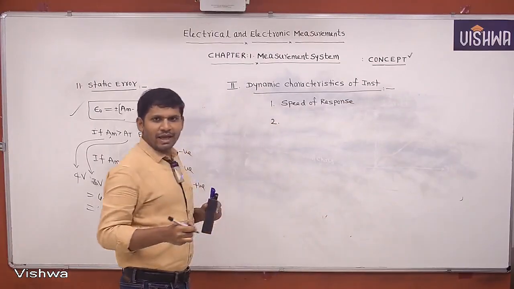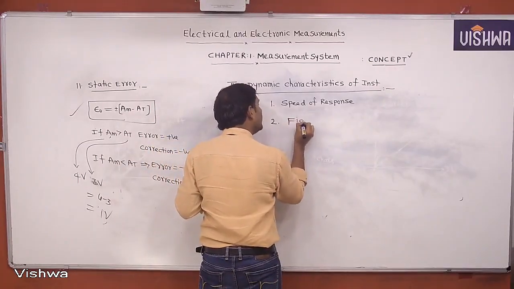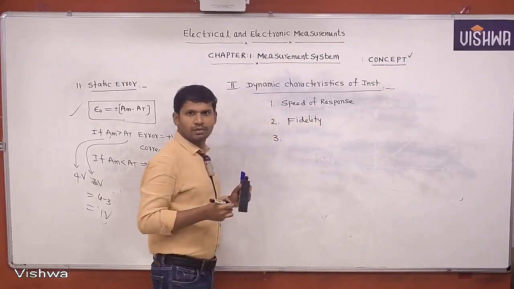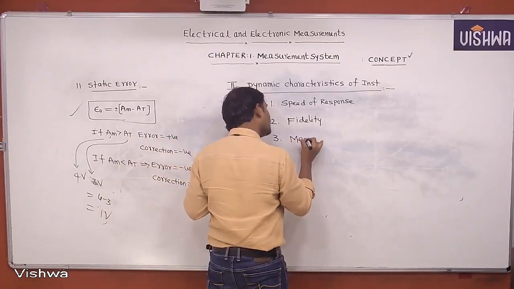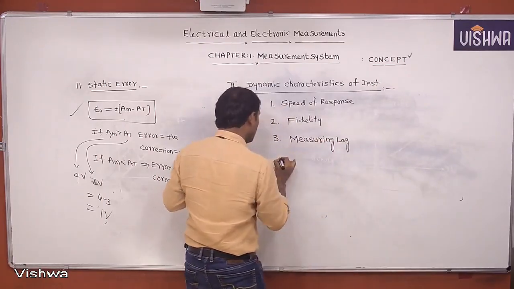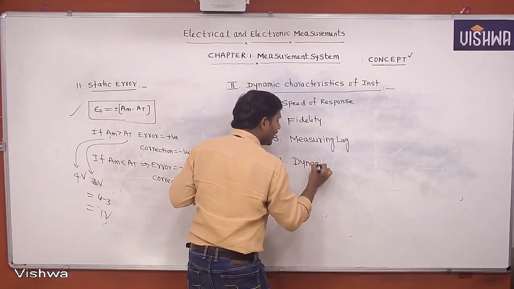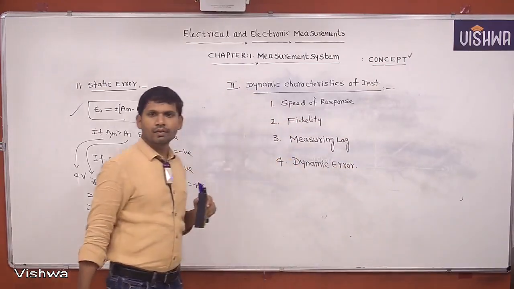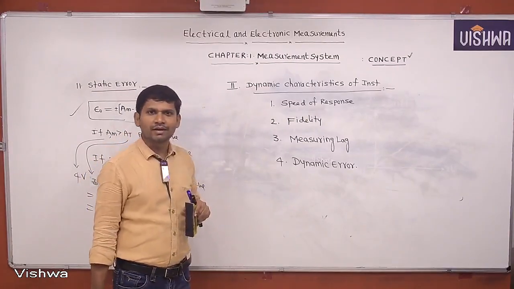Another dynamic characteristic is fidelity of an instrument. The third one is measuring lag. The fourth one is dynamic error. These are the dynamic characteristics of an instrument: speed of response, fidelity, measuring lag, dynamic error.